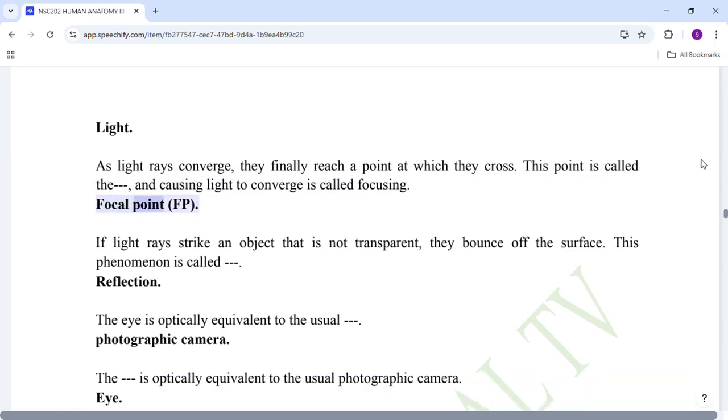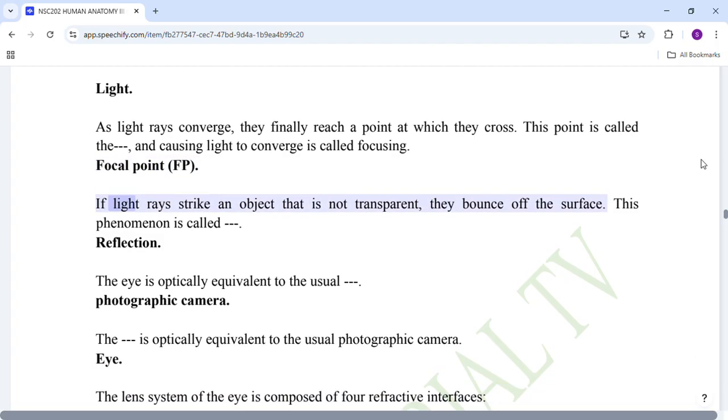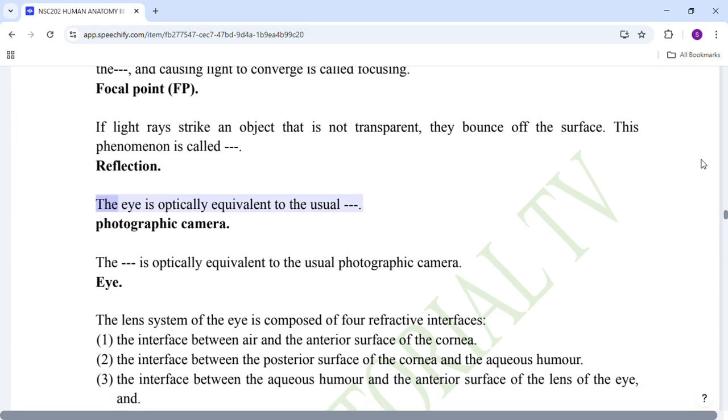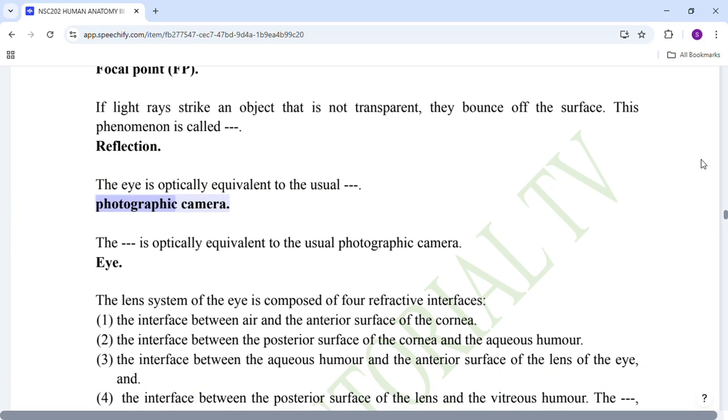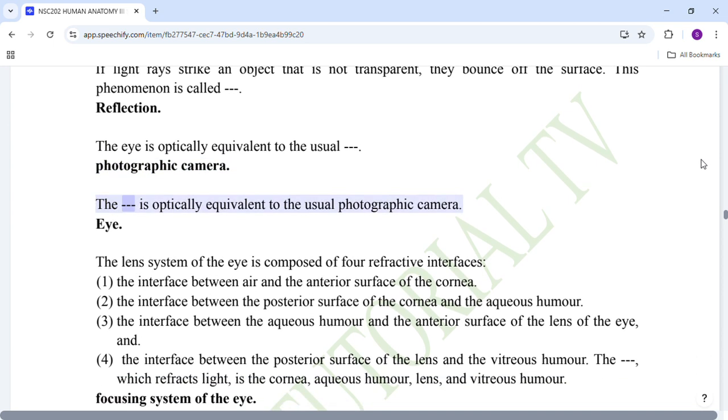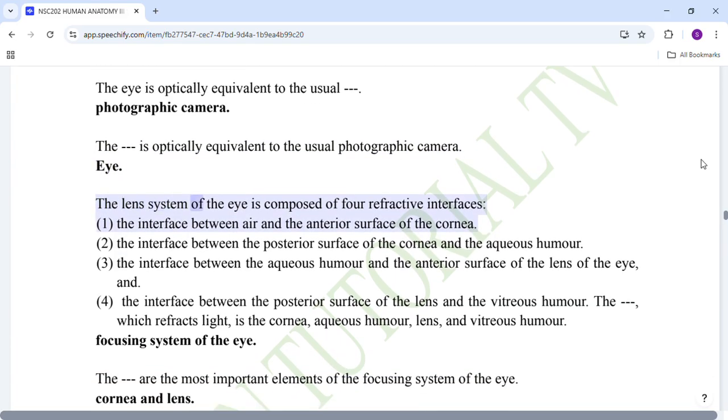If light rays strike an object that is not transparent, they bounce off the surface. This phenomenon is called reflection. The eye is optically equivalent to the usual photographic camera. The lens system of the eye is composed of four refractive interfaces.